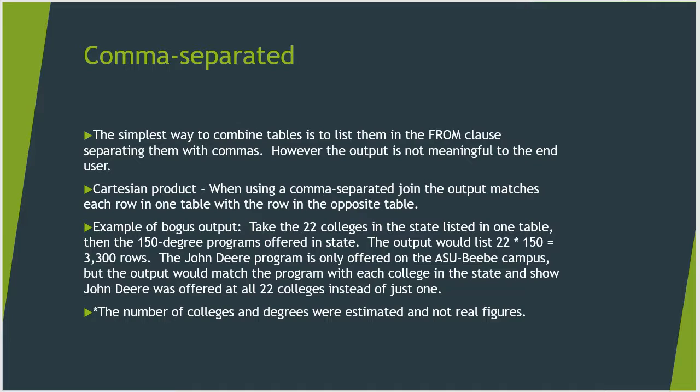The John Deere program is only offered on the ASU BB campus, but the output would match the program with each college in the state, and it would appear that John Deere was offered at all 22 colleges instead of just listing John Deere beside ASU BB. As you see, a Cartesian join does not give any type of output that an end user would like to see.